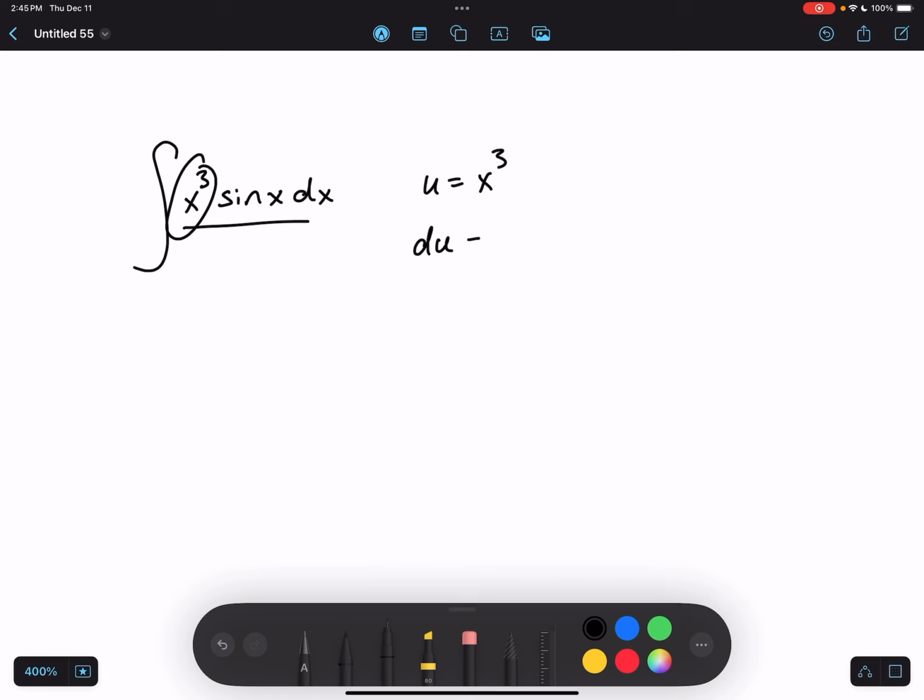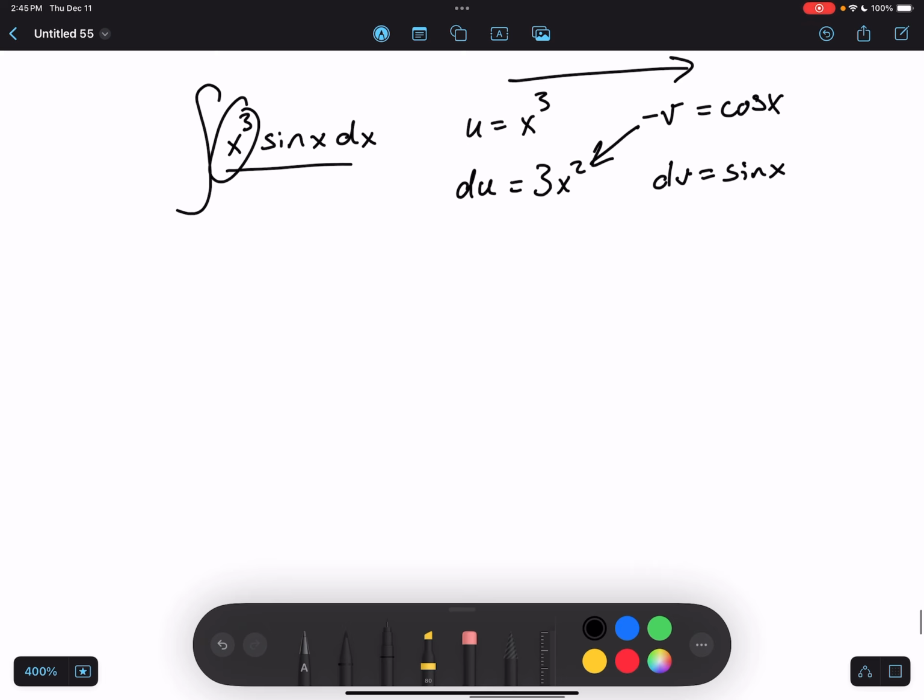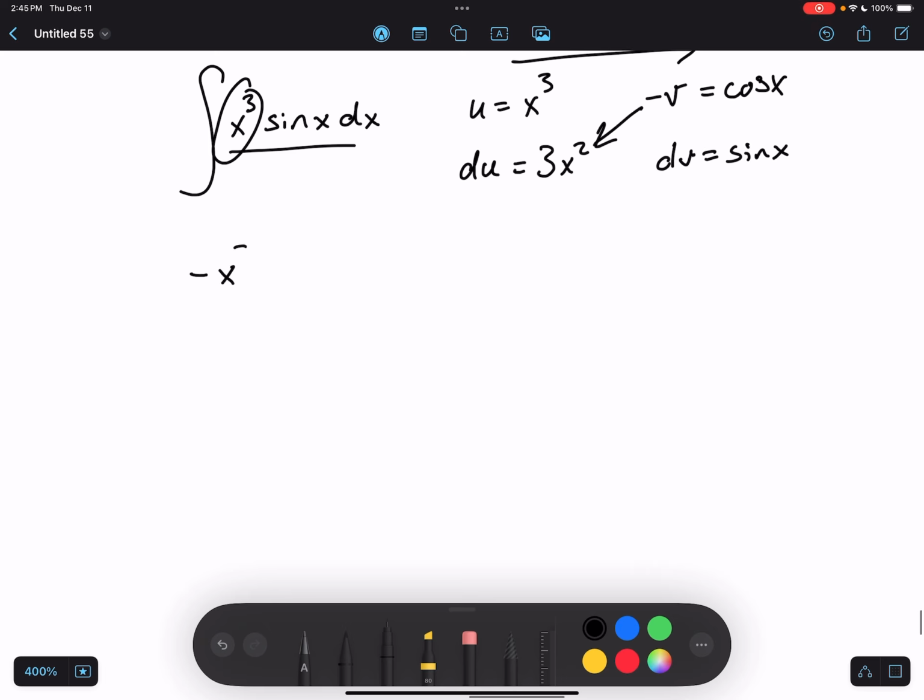The derivative of u in this case is 3x squared. dv will be sine x, and integrating that to get v will give us negative cosine x. Now because this is integration by parts, we'll go across the top and then down and over. So we start off with negative x cubed cosine x minus the integral, and we have a 3 out front here, and we have a minus, so that makes this positive 3 times the integral x squared cosine x dx.